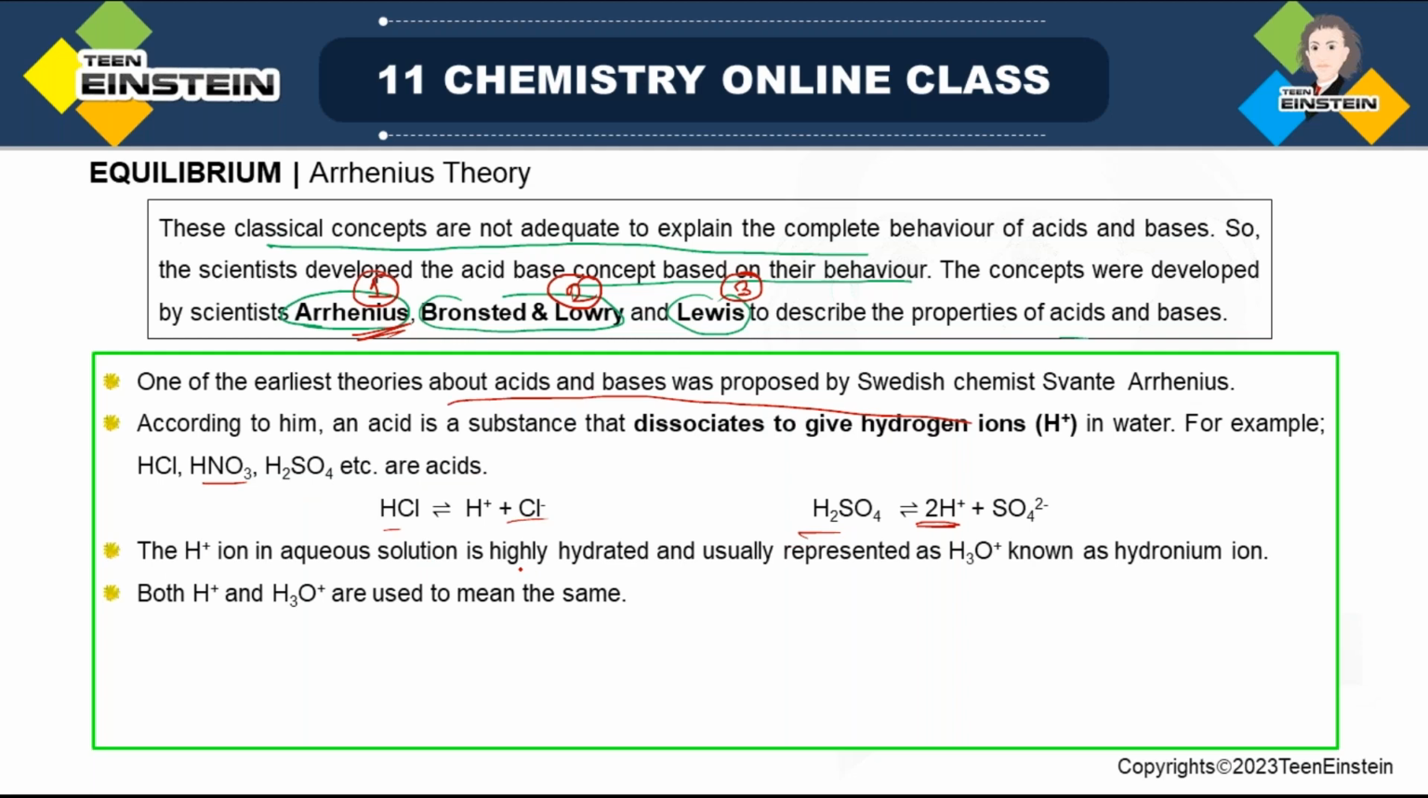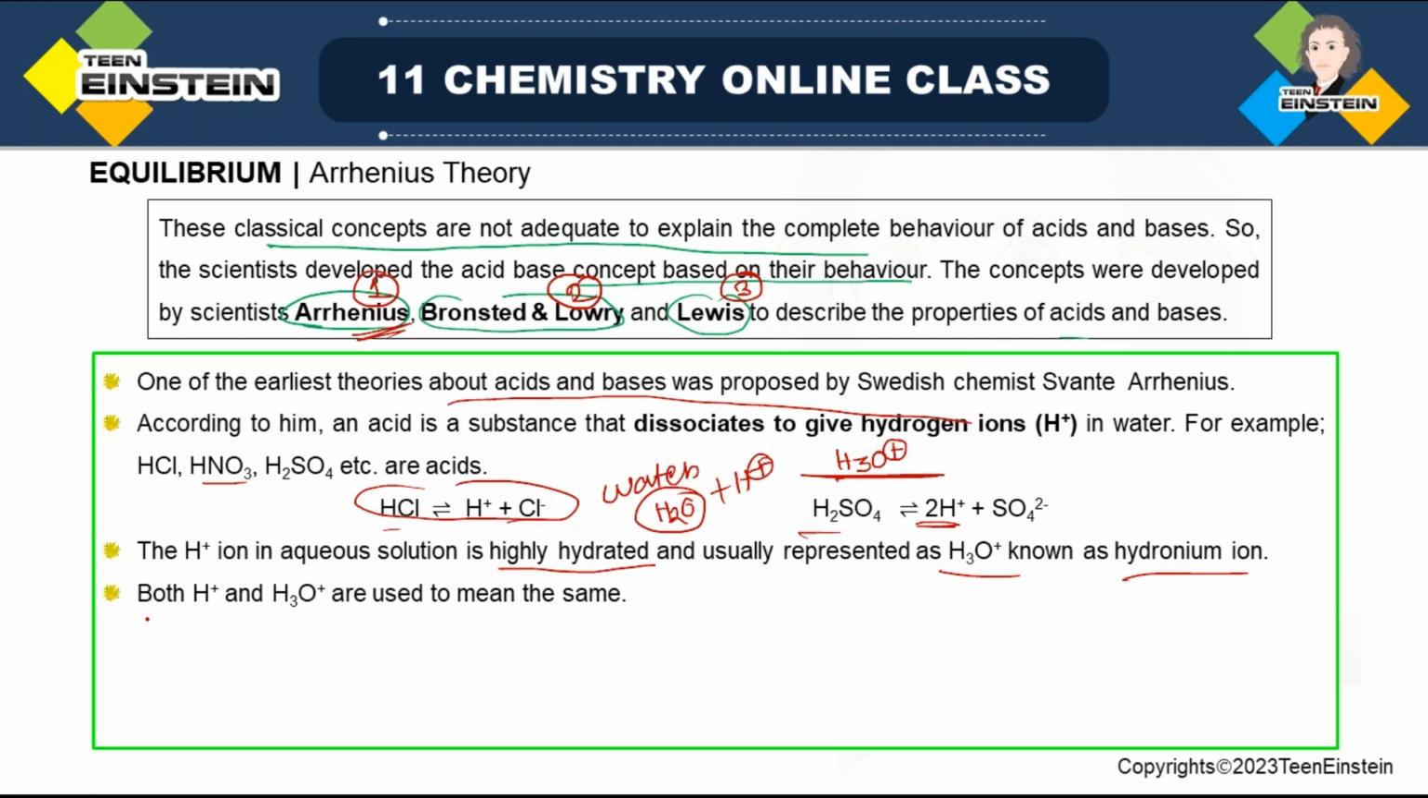This H plus ion in aqueous solution remains highly hydrated. So these reactions are basically occurring in water medium. Now in water medium we have H2O. This H2O will react with this H plus and together they will produce H3O plus, which is basically a combination of H2O and proton, that is H plus. So that is why we say H plus in aqueous solution remains in a highly hydrated state, and the hydrated state of H plus is basically H3O plus. It is represented like this, and its name is hydronium ion.